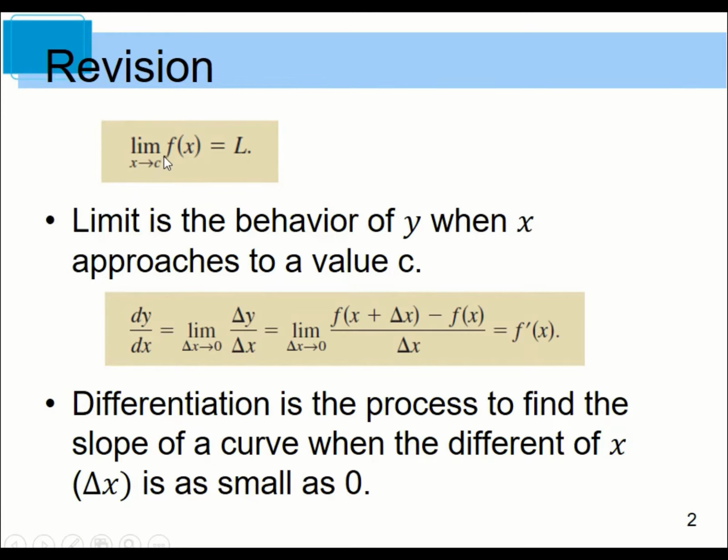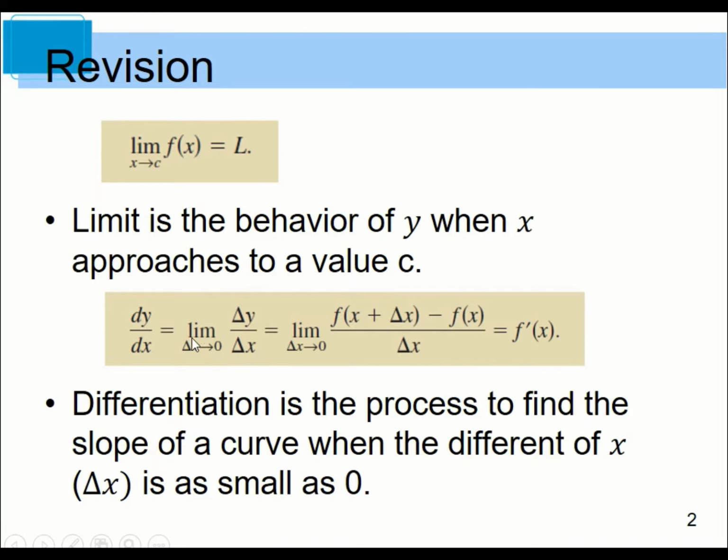All right, and we also learned the basic definition of differentiation. Differentiation is actually a process to find the slope. So you can see this is actually the slope, the difference of y over the difference of x. So it's a process to find the slope of a curve when the difference of y, which we call delta y, and the difference of x, the delta x, is as small as 0. So we use the concept of limit.